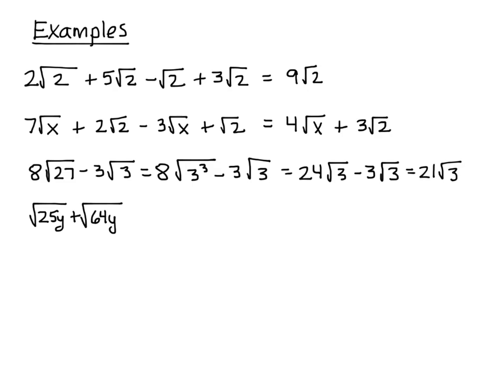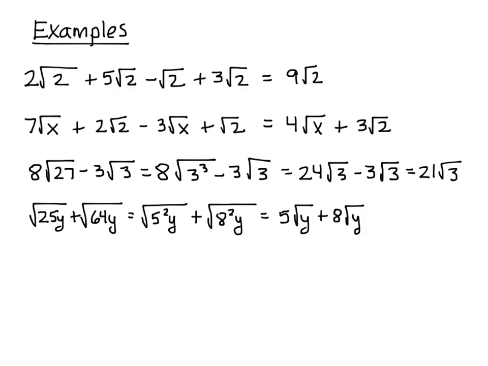So here's one involving a variable y. Now we can take the square root of 25 and the square root of 64, and so we get 5 square root of y plus 8 square root of y, and we get 13 square root of y.